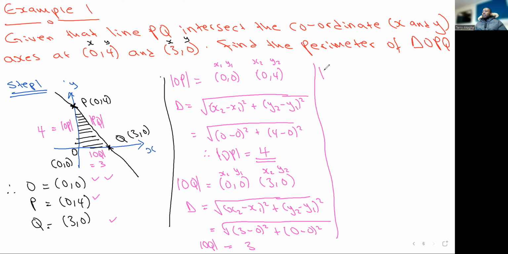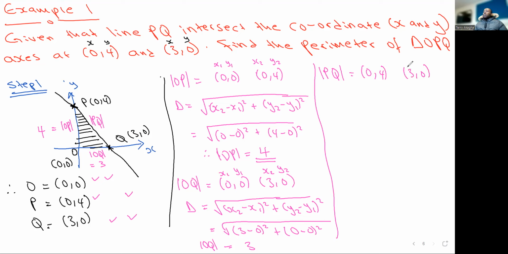So for PQ now, because this is a right angle triangle, we can use Pythagoras to find this. But because I just want to be consistent with the same formula, I'm still going to use the distance formula to find this. So we're looking for P and Q. P is (0, 4) and Q is (3, 0).